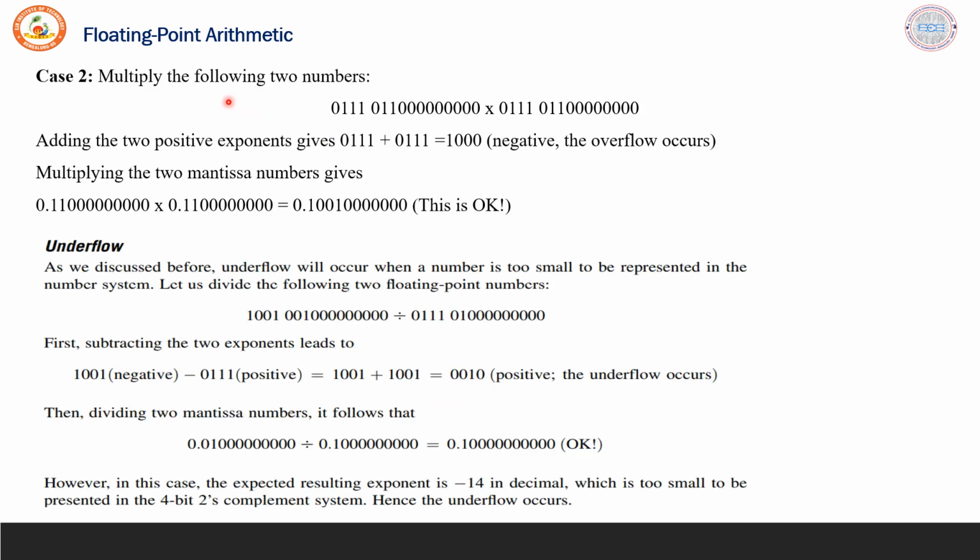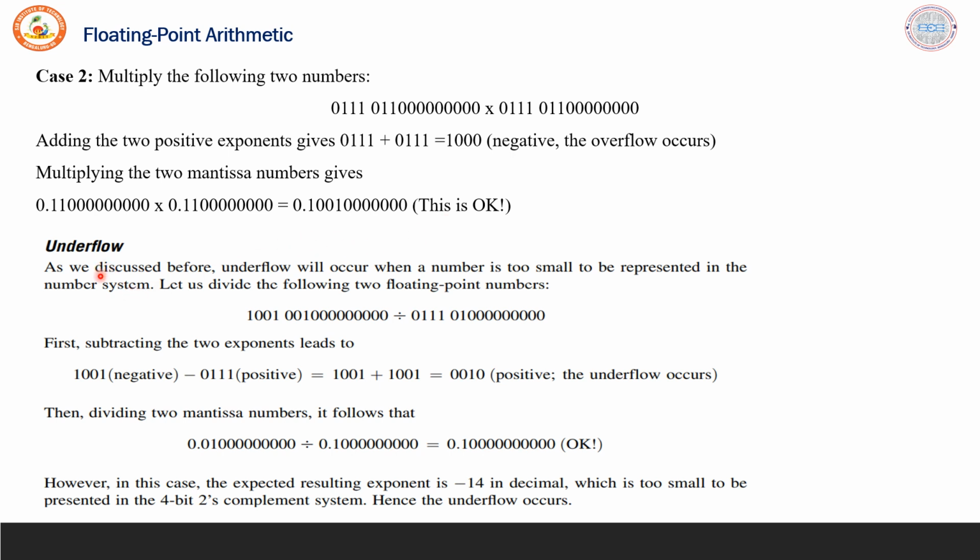In case 2, when we multiply the numbers which are shown here, adding the two positive exponents, that is 7 plus 7, we get the answer 1000. Looking at the MSB, we think it's negative. That means that there is an overflow. If you multiply the two mantissas, there is no issue. Whatever answer we are getting, this is correct.